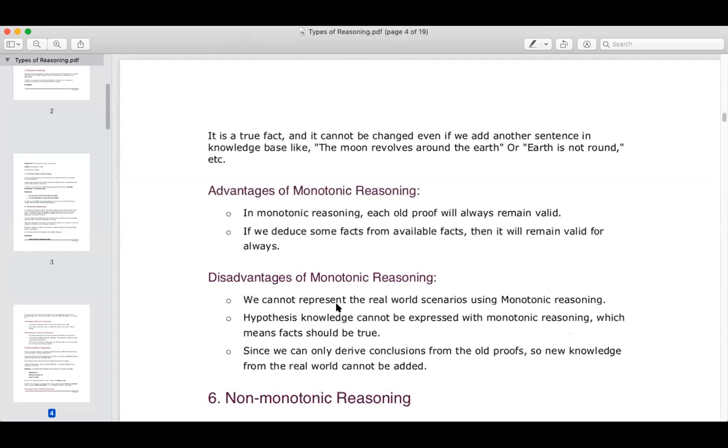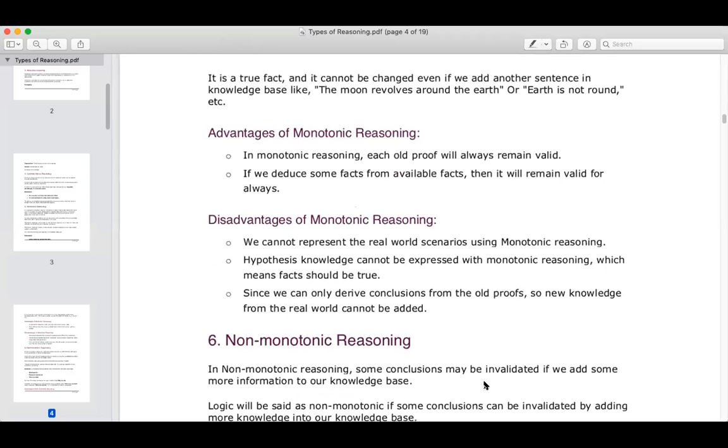Disadvantages are that we cannot represent real-world scenarios using monotonic reasoning. Hypothesis knowledge cannot be expressed with monotonic reasoning, which means facts should be true. Since we can only derive conclusions from the old proofs, new knowledge from the real world cannot be added. Okay. Next is the non-monotonic.